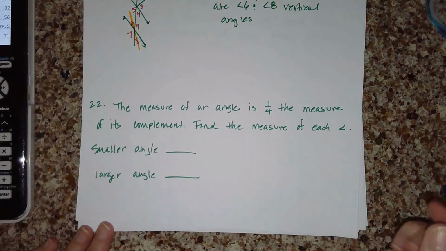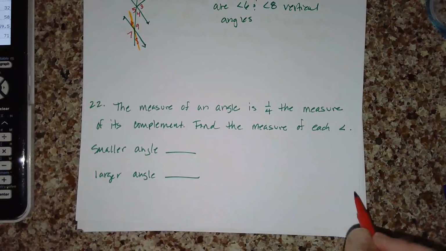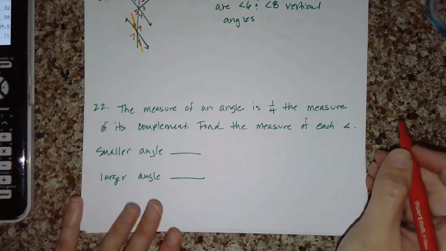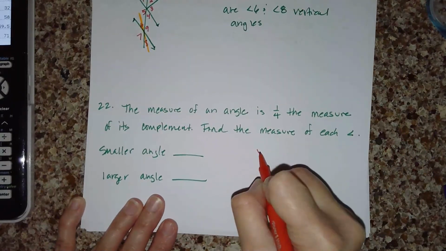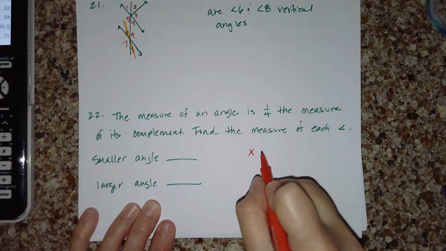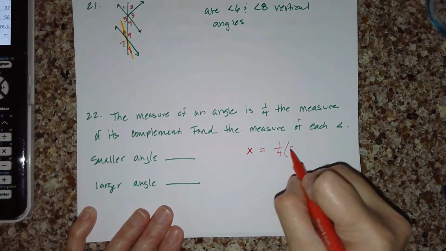22, the measure of an angle is 1/4 the measure of its complement. Find the measure of each angle. All right, so the measure of an angle, so let's say this angle is x. So the measure of this angle is equal to 1/4 the measure of its complement.